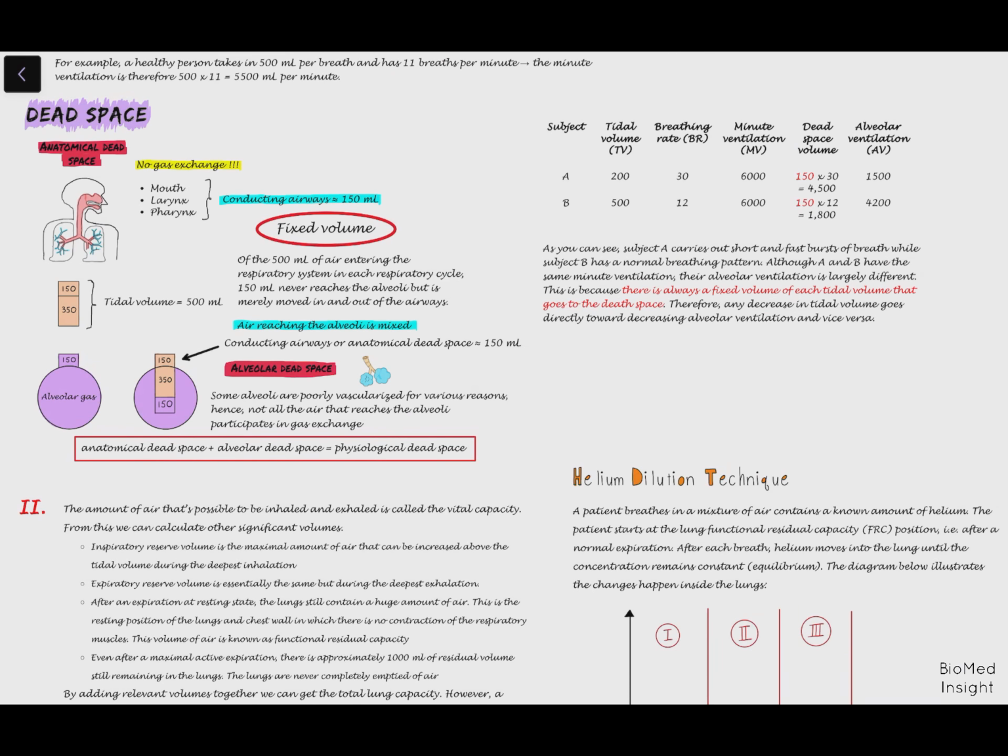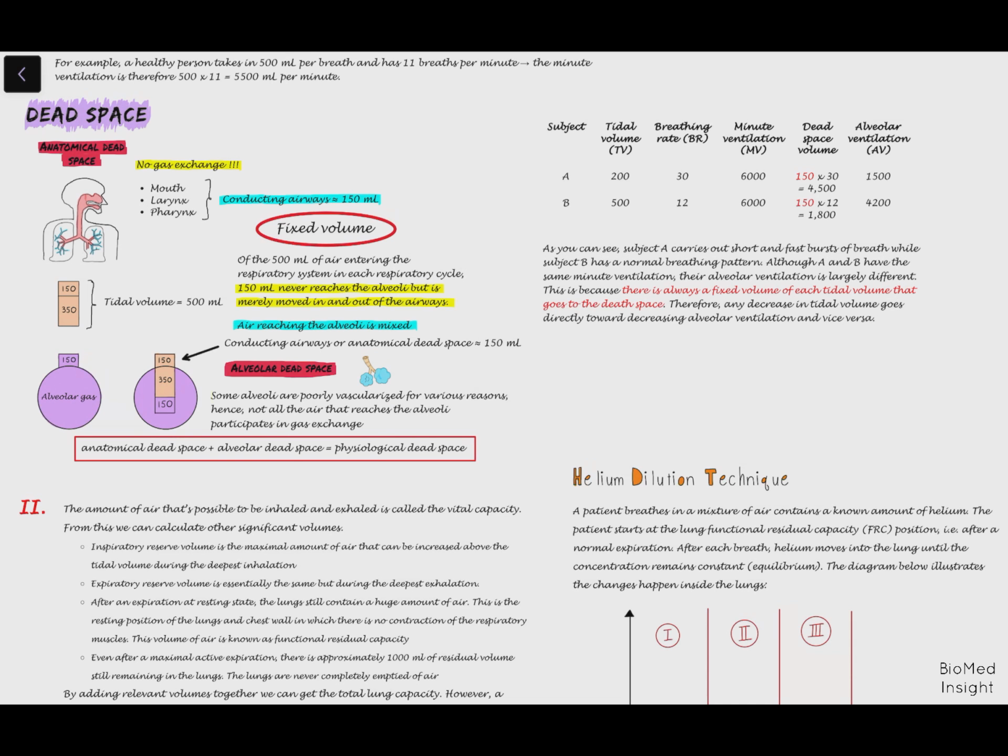However, not all of the air participates in gas exchange. This is due to the presence of dead space. Dead space are regions of the respiratory tract that do not participate in gas exchange. For example, our conducting airways, such as the mouth, pharynx, larynx, etc., have a volume of about 150 ml, which does not participate in gas exchange. As a result, of the 500 ml of air entering the respiratory system in each respiratory cycle, 150 ml never reaches the alveoli, but is merely moved in and out of the airways. This is known as anatomical dead space.